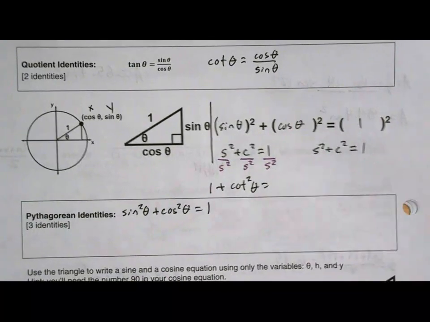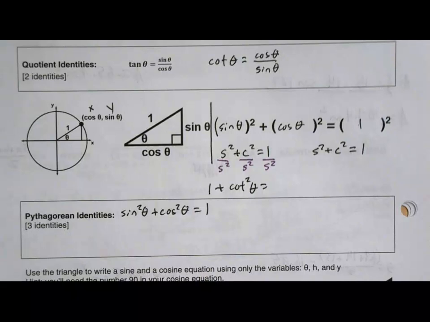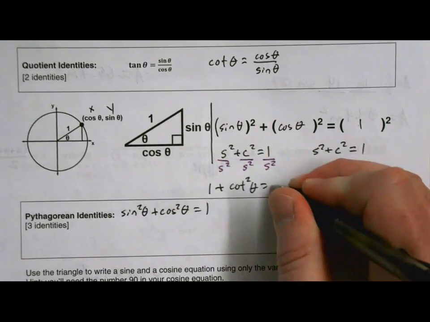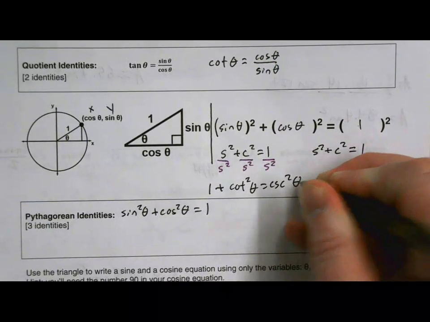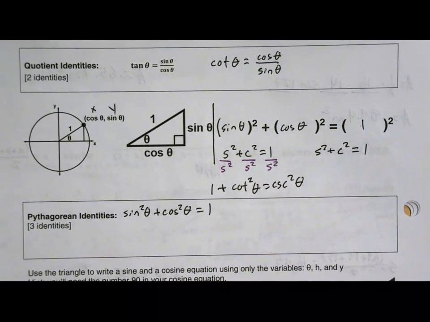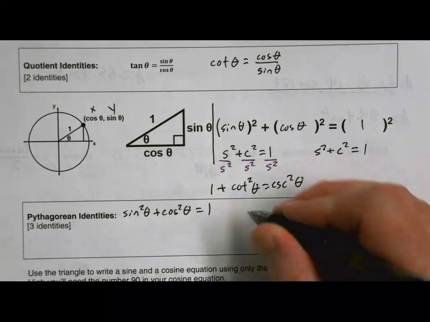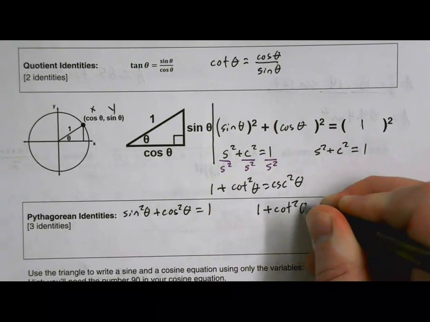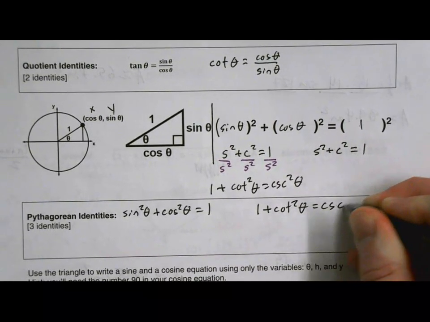And what is 1 over sine squared? 1 over sine squared, is that secant or cosecant? Cosecant. So there's one of my other 2. So there's 1 plus cotangent squared theta is equal to cosecant squared theta.